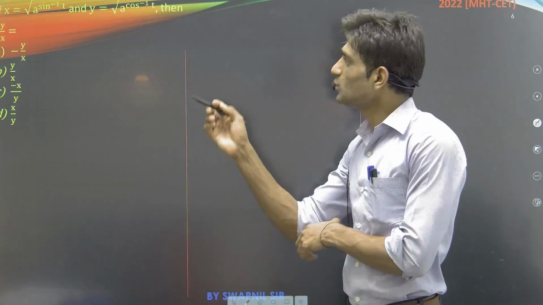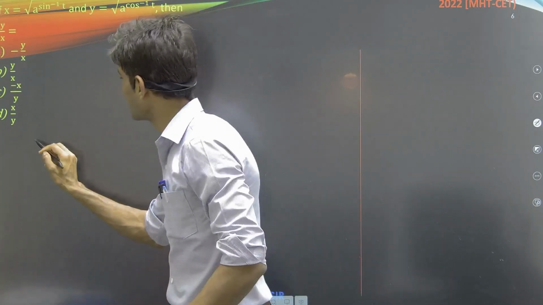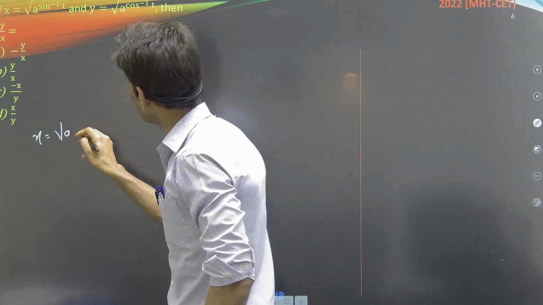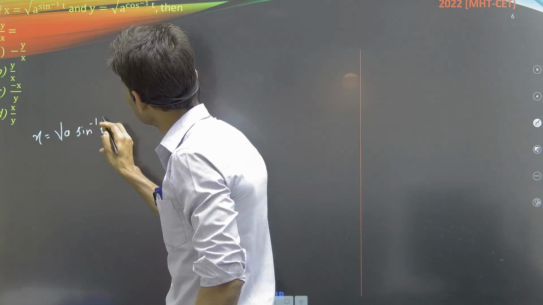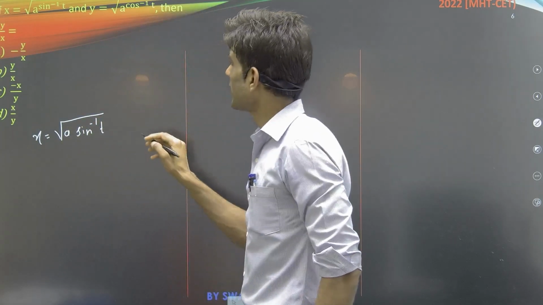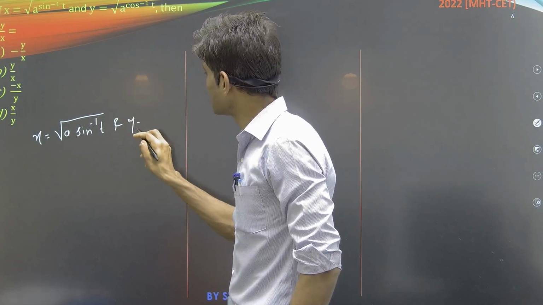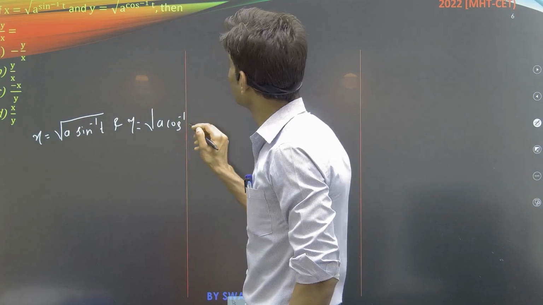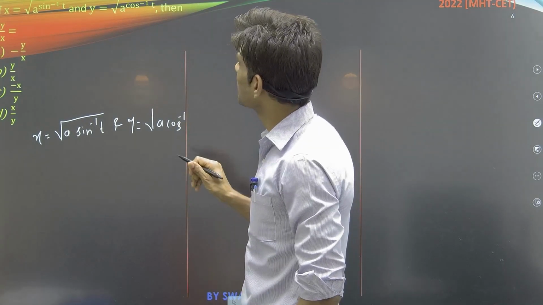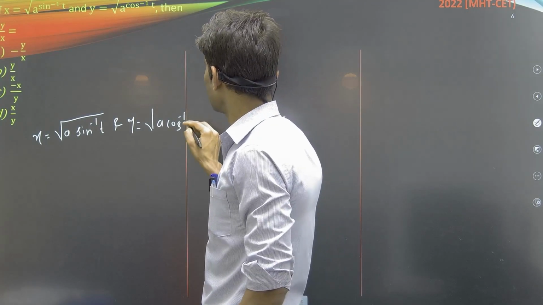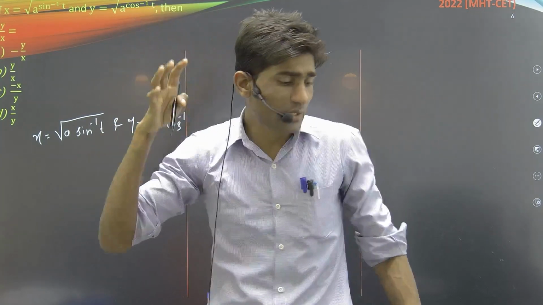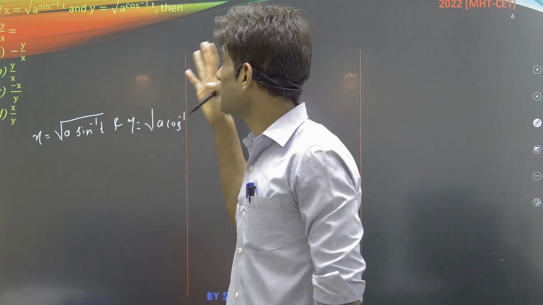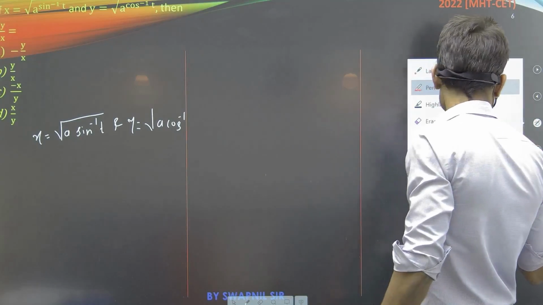So here in our solution, we have given functions x which is equal to square root of a into sine inverse of t, and y which is equal to square root of a into cos inverse of t. Here a into sine inverse of t, sine inverse of t is part of the exponent. Let me write this again.